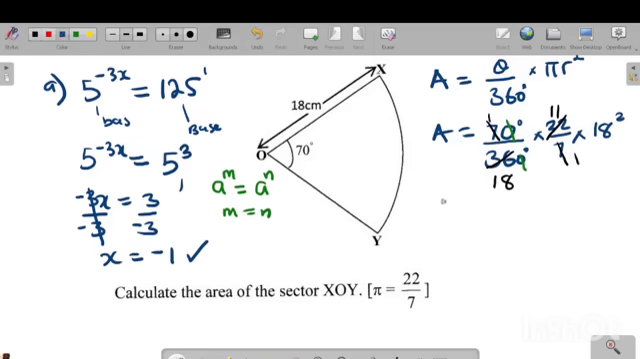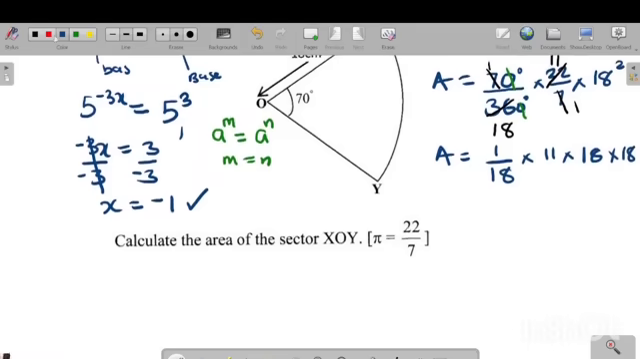So we are going to have area is equal to 1/18 times 11 here, then times 18 squared, which is the same as 18 times 18, like this. Because this is paper 1, you make sure that you are being careful. You can see the way I'm doing it so that I don't deal with big numbers. You can see that this 18 and one of these 18s will cancel. So that's how you work out in paper 1, guys.